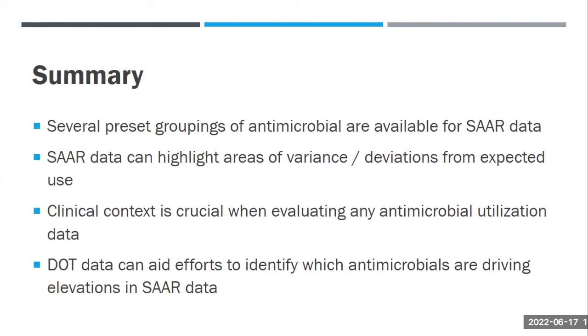So looking at your SAAR data over time with those preset groupings, you can kind of scan, get an idea of the layout of the land. But one thing I would point out is some of the groupings do tend to be pretty broad. So specifically your broad spectrum hospital onset infections, that includes all of your anti-pseudomonal agents.